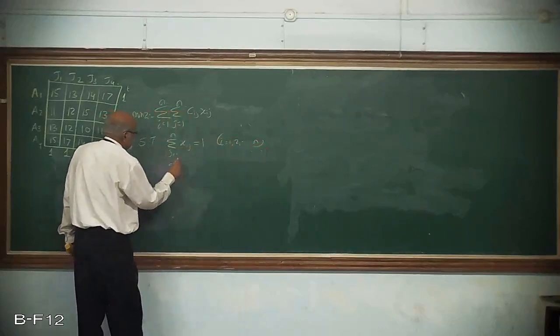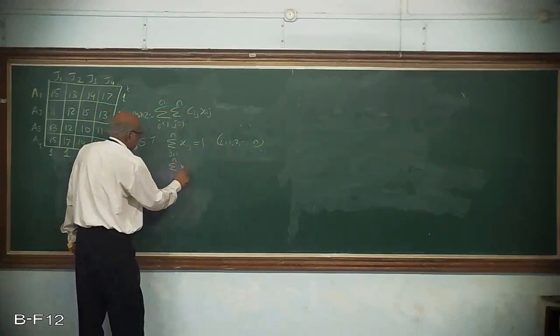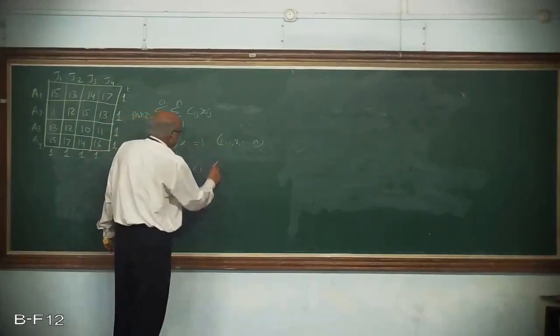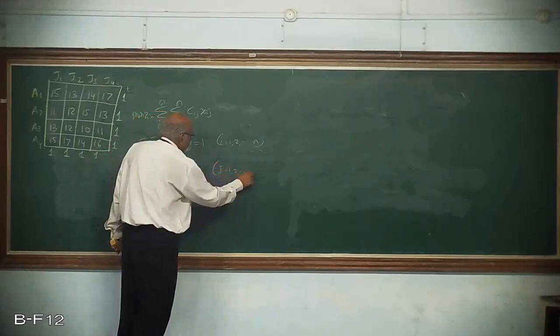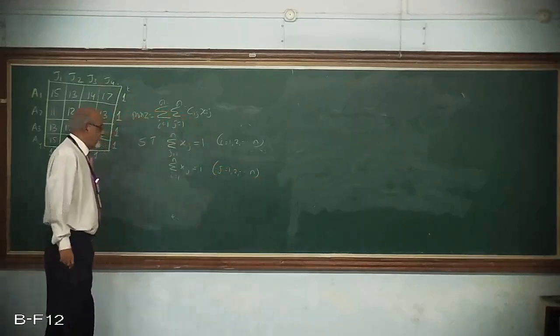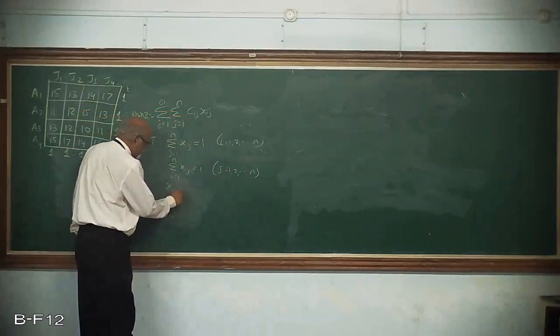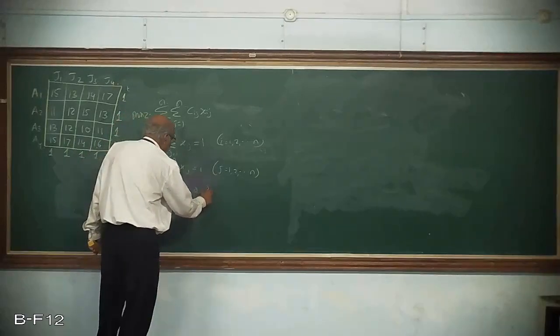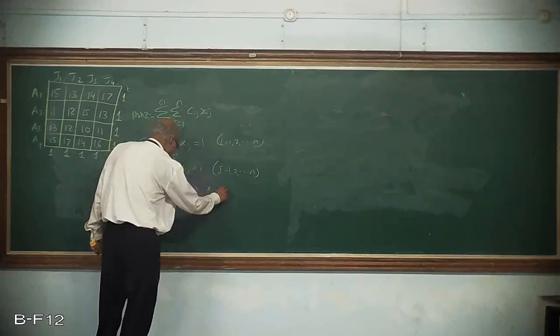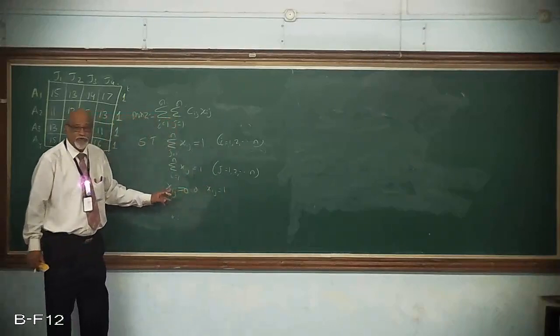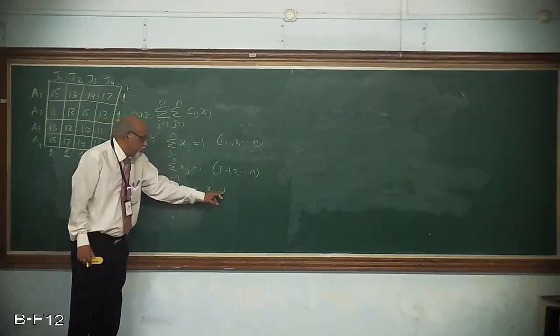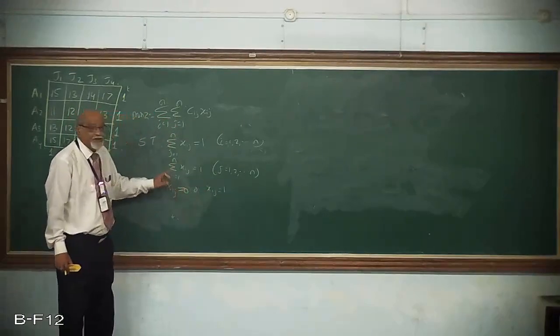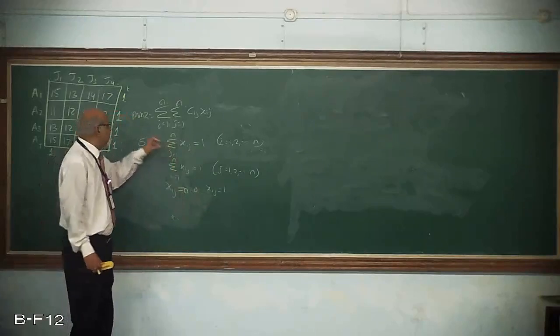Similarly, the sum over i of xij equals 1 for all j equal to 1 to n, where all xij are greater than or equal to 0, or they are equal to 1. Only two things are possible. If it is allocated, then xij will become 1. If it is not allocated, it is going to become 0. That is what it means.